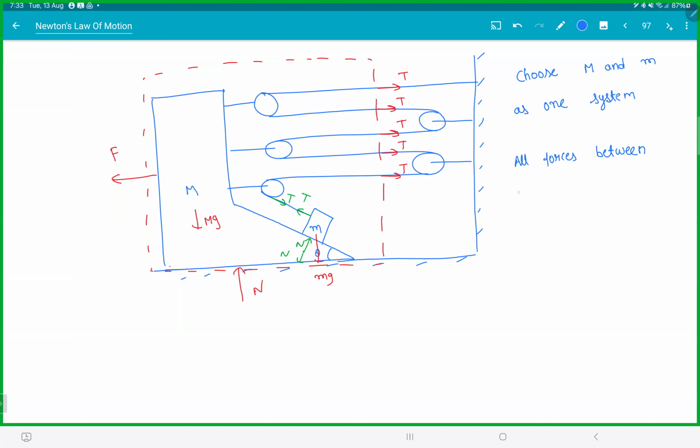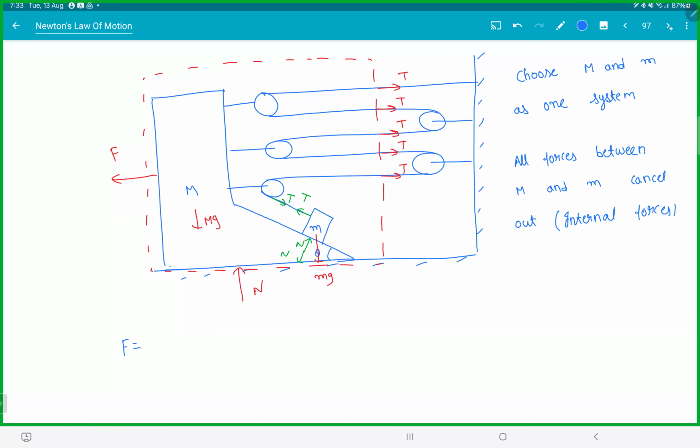So all forces between M and small m cancel out. Newton's third law. These are called internal forces. Meaning, if I close the whole thing with a black cloth, you don't know what is happening inside. Now, if this is my system, and if I ask you to draw the forces, what will you say?